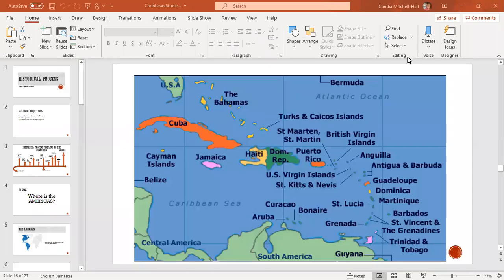For the geological one, can you use the Caribbean plates as boundaries? Yes, yes, you could.